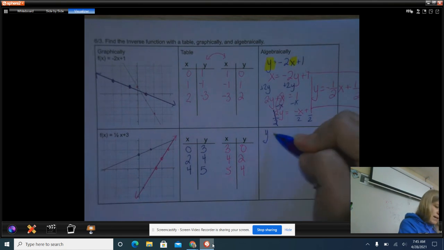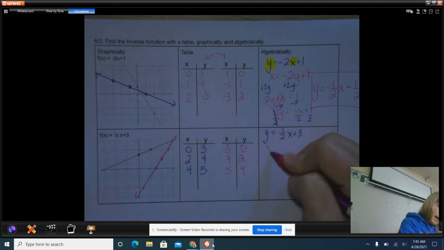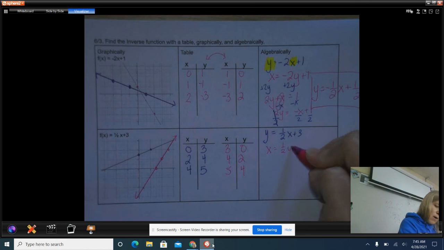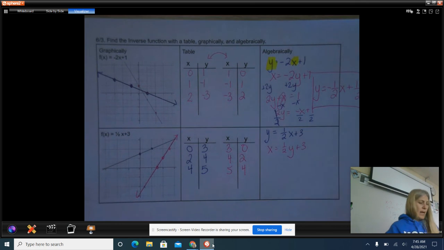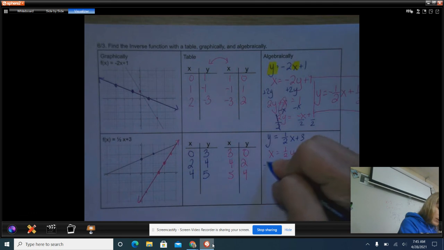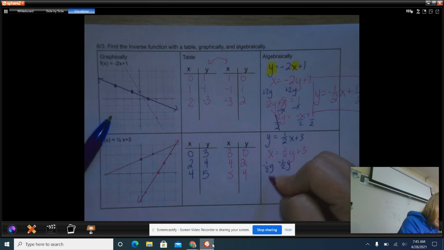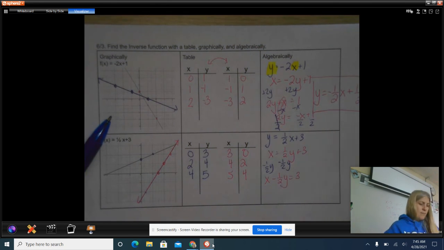So we have y is equal to 1/2 x plus 3. We're going to switch our x and our y. So x is equal to 1/2 y plus 3. And now we're going to solve. We're going to subtract 1/2 y from both sides. And that gives us x minus 1/2 y is equal to 3.